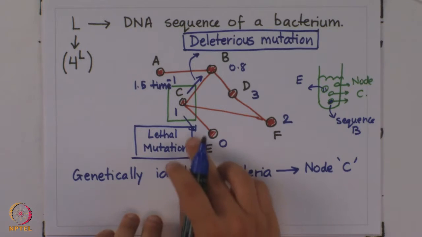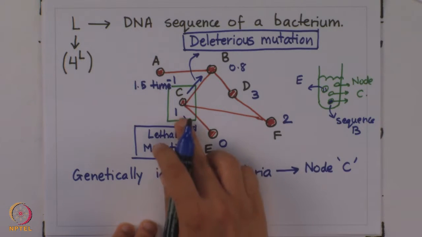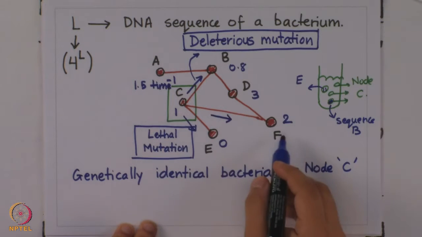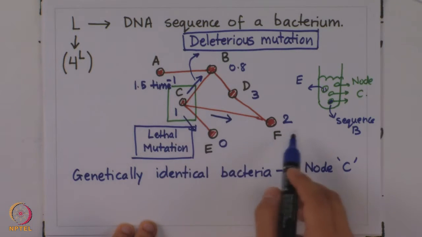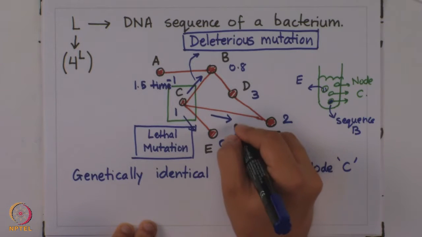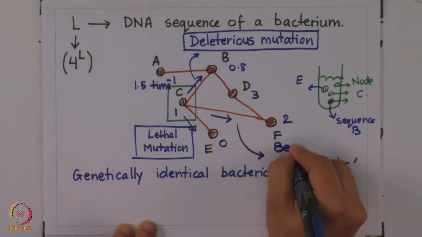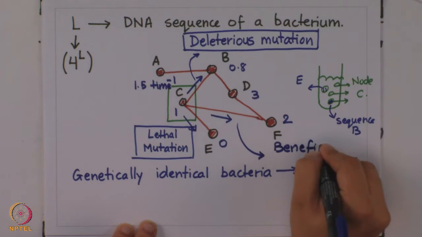What could also happen, the third possibility as shown here, is that a mutation from C to F might happen, and this results in an increase of fitness from 1 to 2. When this happens, this type of mutation is referred to as a beneficial mutation.